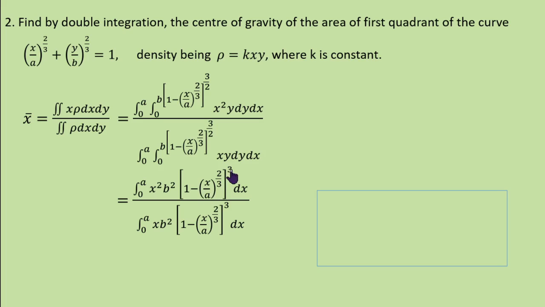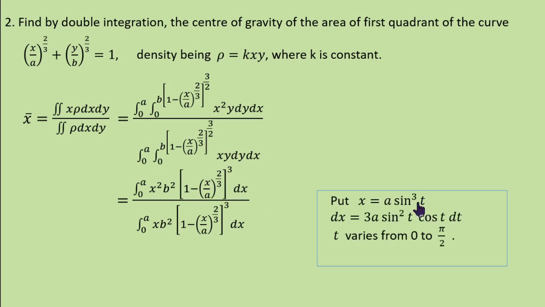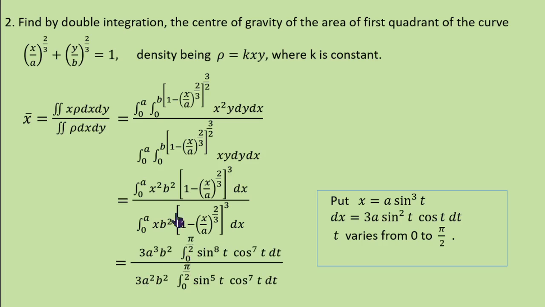Cos square t power 3 is cos power 6t. If x is a sin cube t, dx is a into 3 sin square t into derivative of sin t, which is cos t into dt. So dx by dt is 3a sin square t cos t. And t varies from 0 to pi by 2, because when x is a, sin cube t is a by a, that is 1, and hence sin t is 1 means t is pi by 2. T varies from 0 to pi by 2.